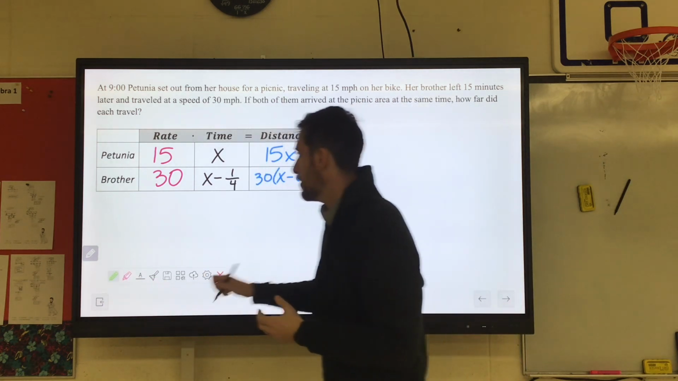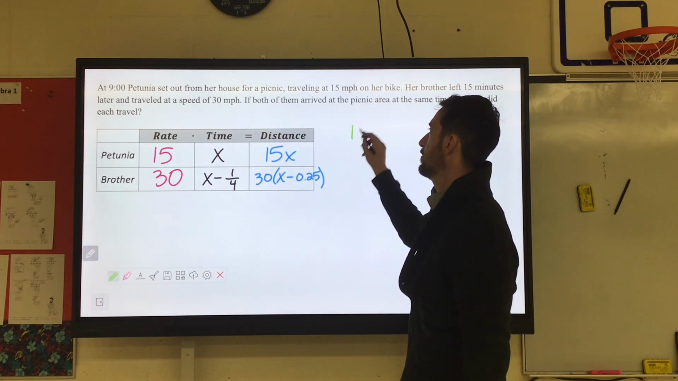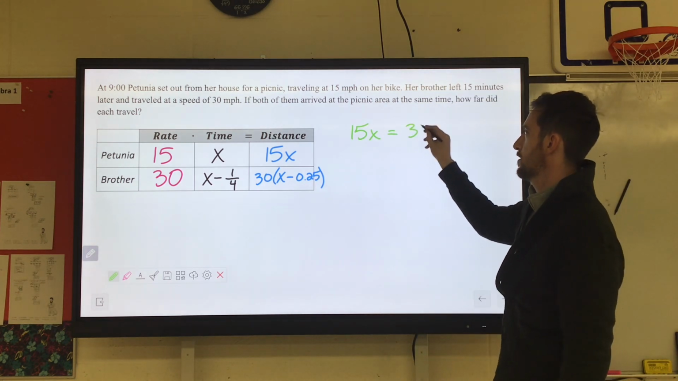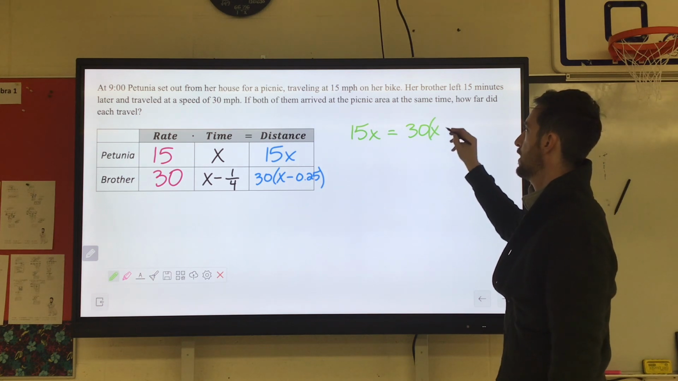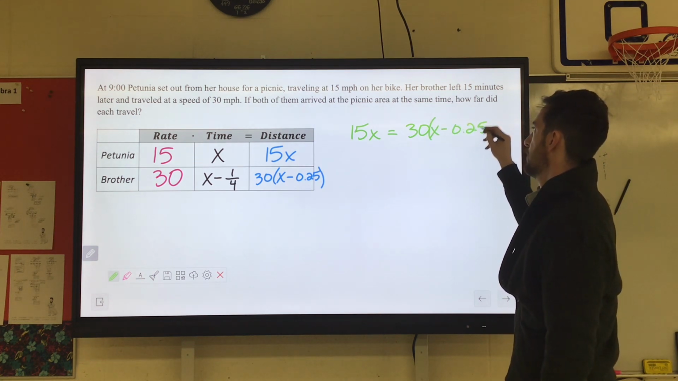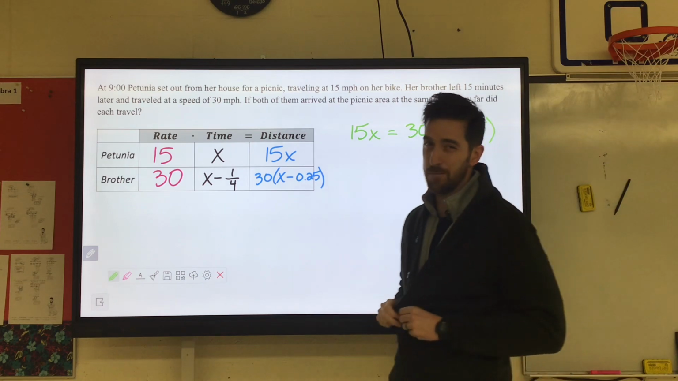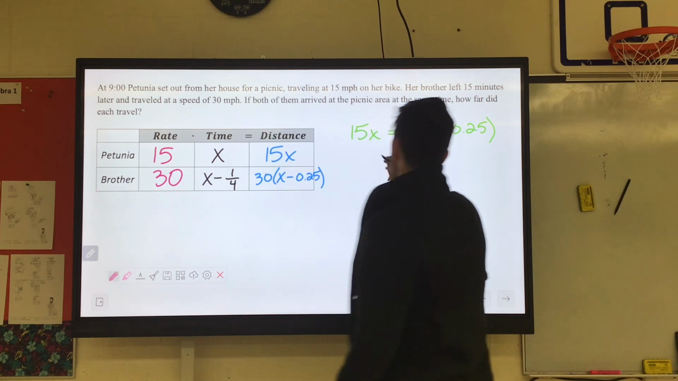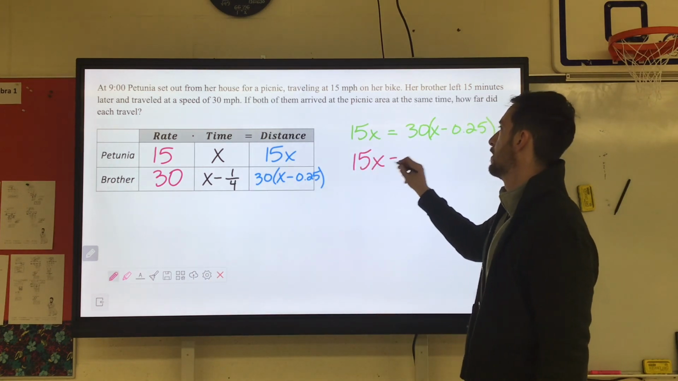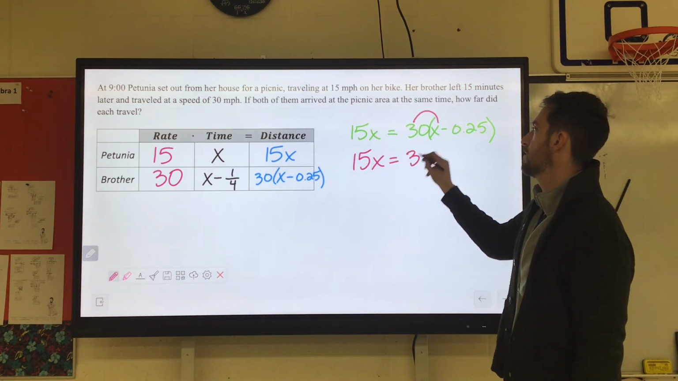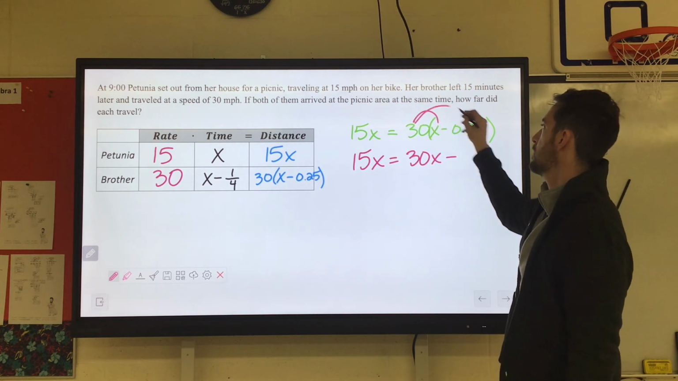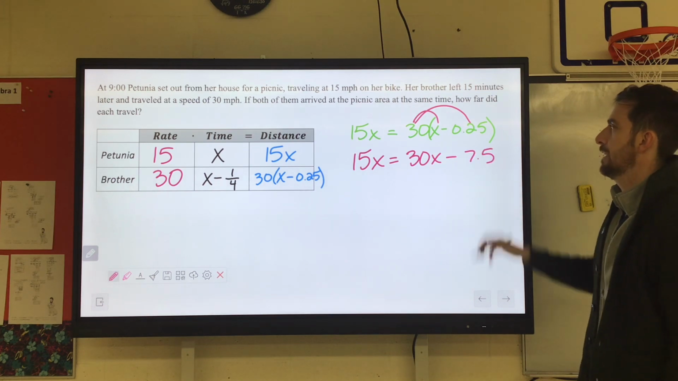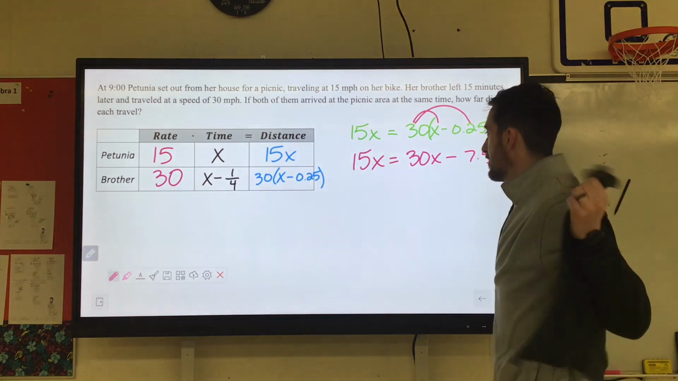So setting up an equation here, Petunia's distance, 15x, is equal to her brother's distance, 30 times x minus 0.25. There's our equation. Once you're set up, it's not too bad. So we'll go ahead and distribute that 30 here. That would give us 30x minus 30 times 0.25. 1/4 of 30 would be 7.5.